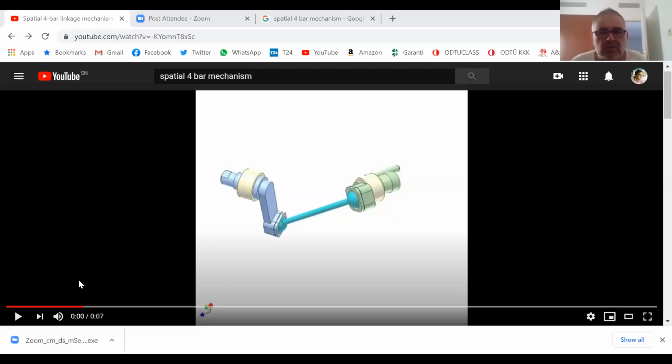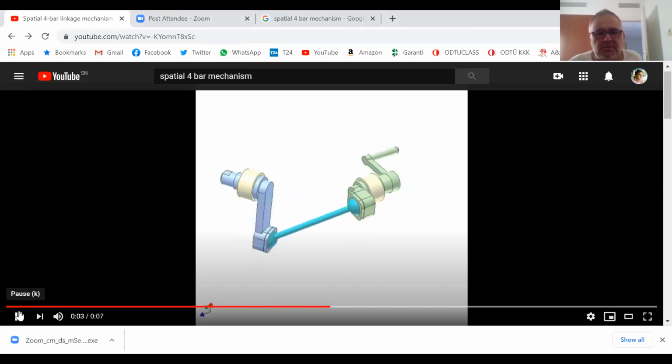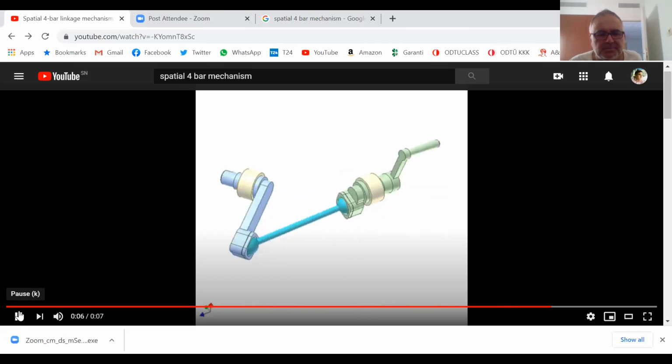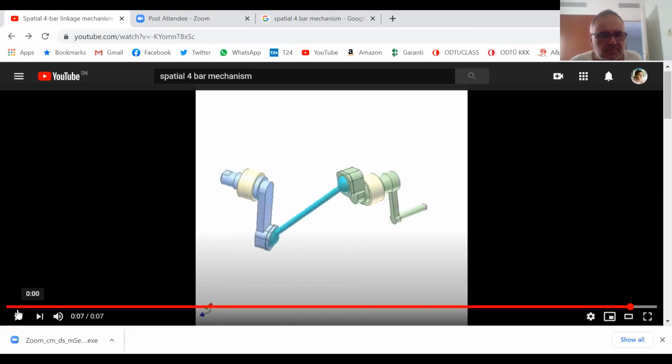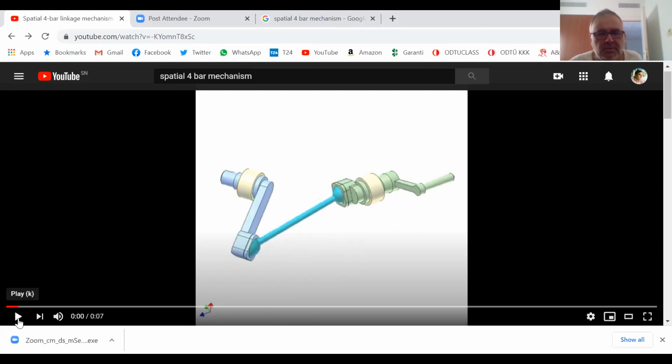Okay. I just wanted to show you a very short video about a four-bar mechanism, but it became... Okay, I guess you can see it now. So this is a spatial four-bar mechanism. Let me show it to you again. It's a four-bar, but it's moving in space.